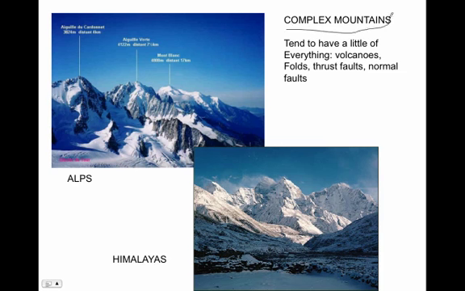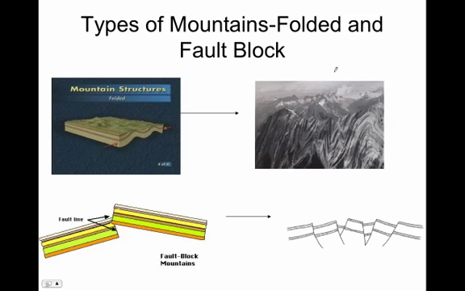The final group of mountains I want to talk about are complex mountains, and they tend to have a little bit of everything. Some volcanoes in there, some folded mountains, and some fault block mountains. And so again, here's the difference.